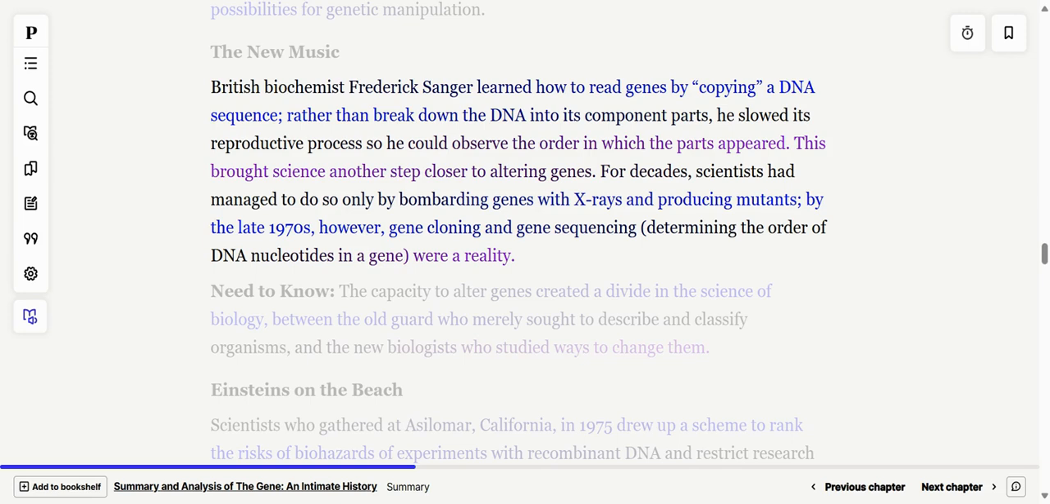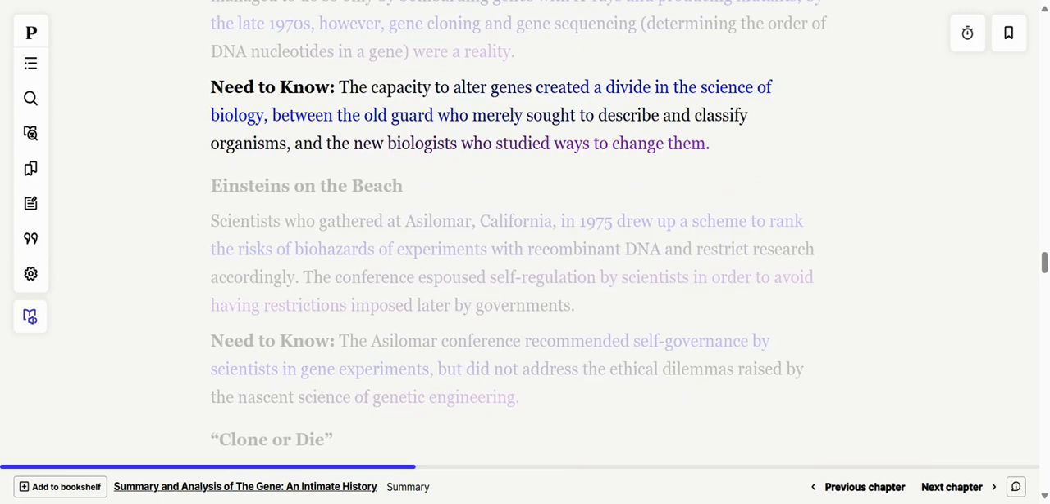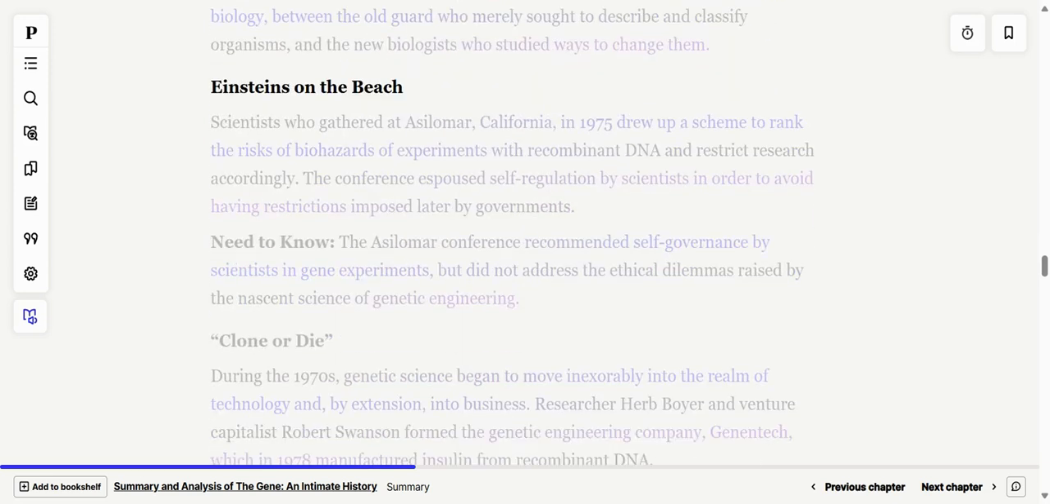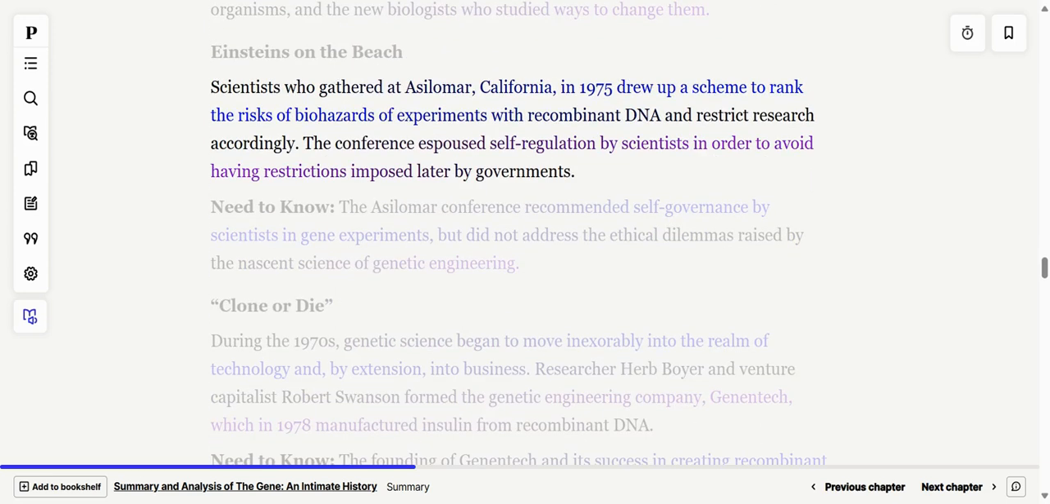Einstein's on the beach. Scientists who gathered at Asilomar, California, in 1975 drew up a scheme to rank the risks of biohazards of experiments with recombinant DNA and restrict research accordingly. The conference espoused self-regulation by scientists in order to avoid having restrictions imposed later by governments. Need to know: the Asilomar conference recommended self-governance by scientists in gene experiments, but did not address the ethical dilemmas raised by the nascent science of genetic engineering.